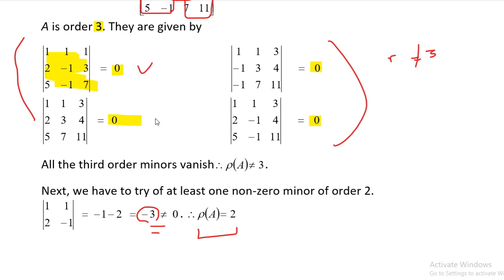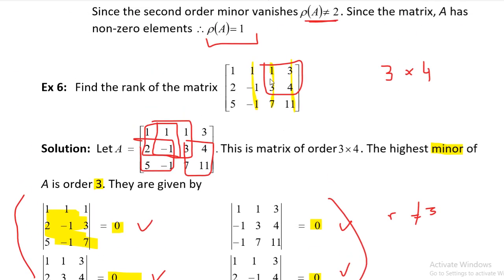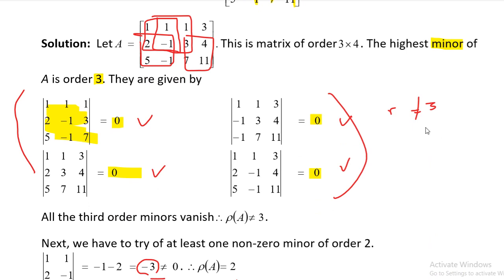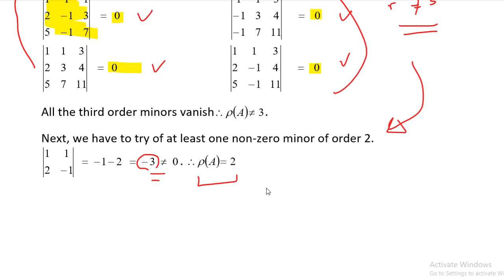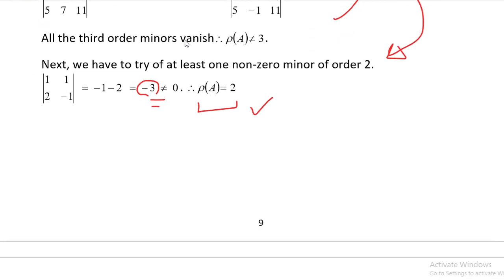If any one of these is non-zero, I will say that the rank is 3. But because all these 4 are 0 and there are no more 3 by 3 minors, I will say that the rank cannot be equal to 3, so go to 2 by 2 minors. If one of the 2 by 2 minors is non-zero, I will say that the rank is 2. Understand? So you have to start with the highest minor. 3 by 3 is the highest, so I will start with 3 by 3 and then move to the smaller ones.